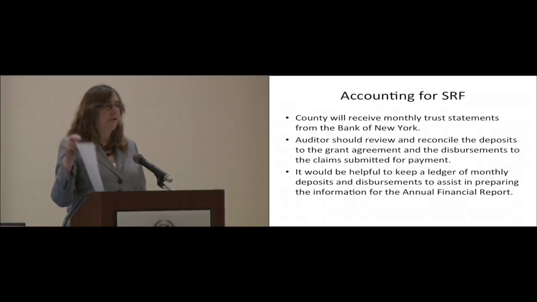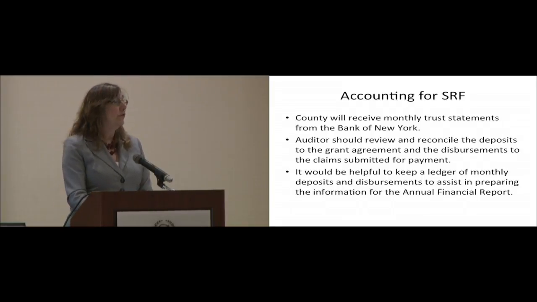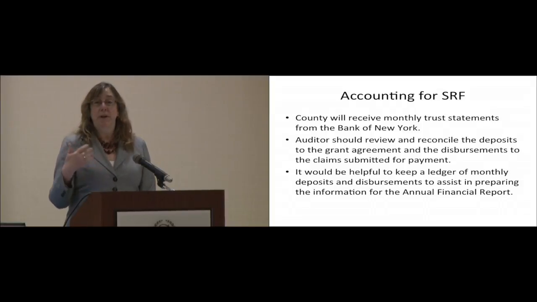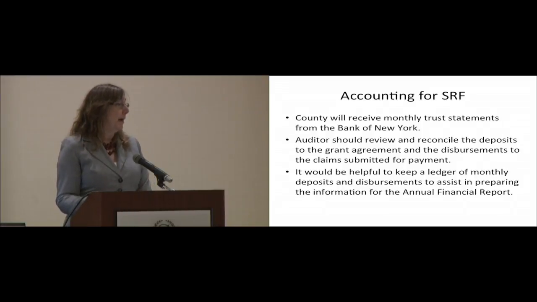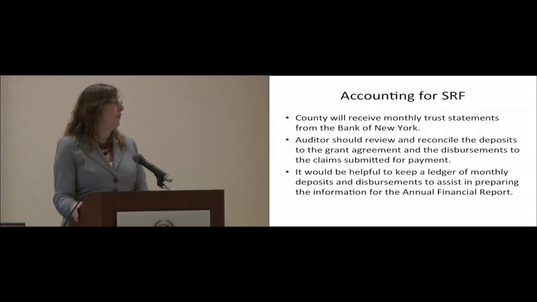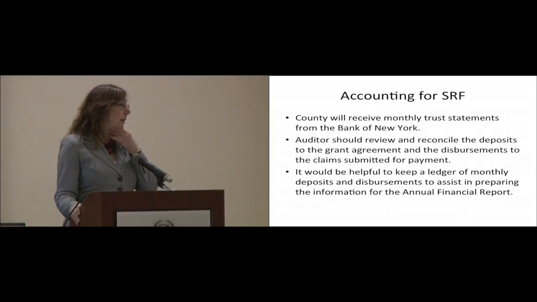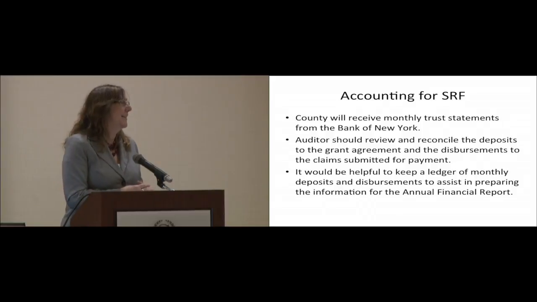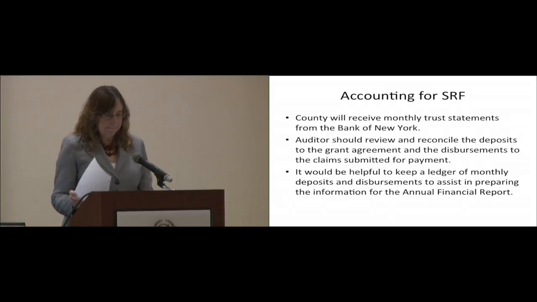So if you keep a ledger, something like this or similar to this, then you can check your trust statements against what you've posted as what should be coming into that account and going out of that account. If your vendors are calling you, if there's a problem with getting a payment, you've got a place to look to see whether you authorized a payment to them and whether they should have received it, and then you can check back with the Bank of New York or with the Indiana Finance Authority on why they have not gotten paid. But it is still your money. I guess I can't get past that, and you need to make sure you are accounting for that.